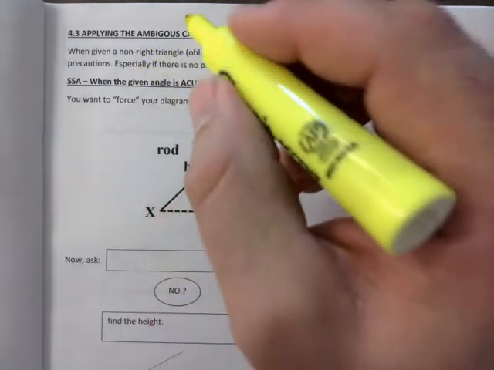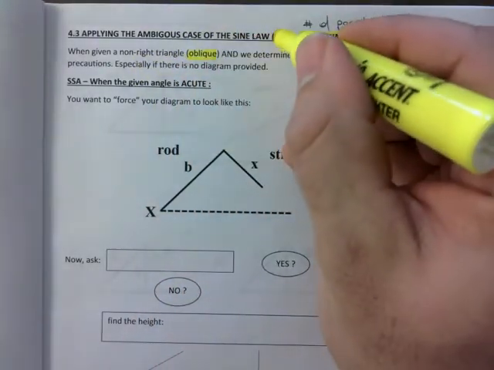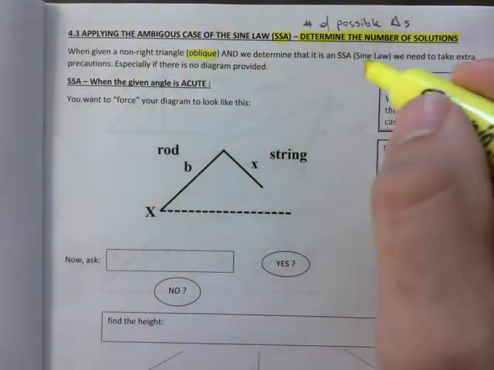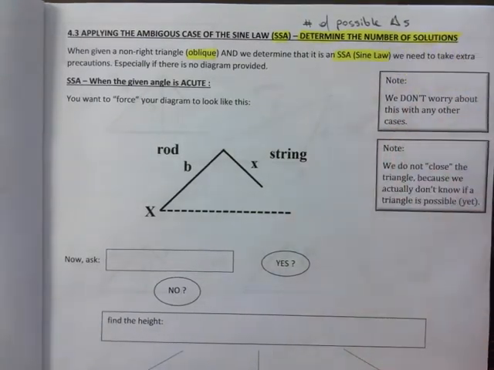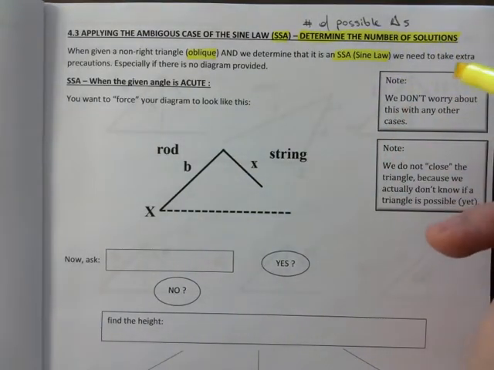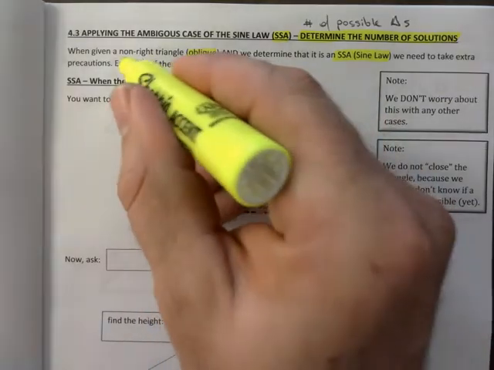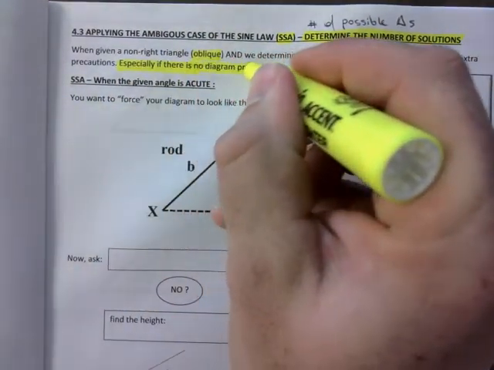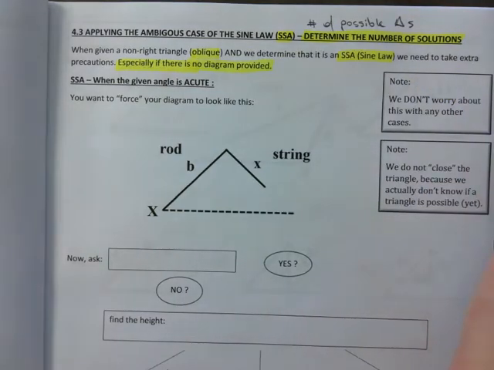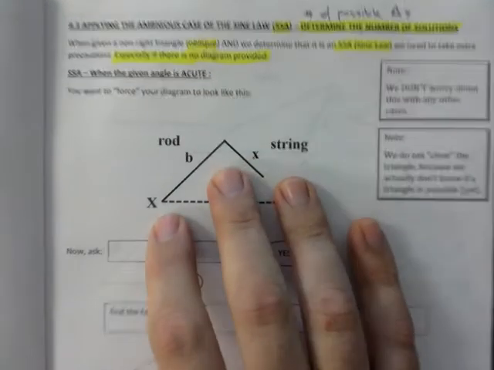When you're given an oblique triangle, notice that it's SSA, right? We determine that it's SSA, which is sine law. We need to take extra precautions, especially when there's no diagram provided. This is on page 35, okay? Page 35, especially when there's no diagram provided. And before I do anything, I'm going to set the stage here. Sometimes when you read the question, you're going to draw it in a weird way. It's not going to look like this.